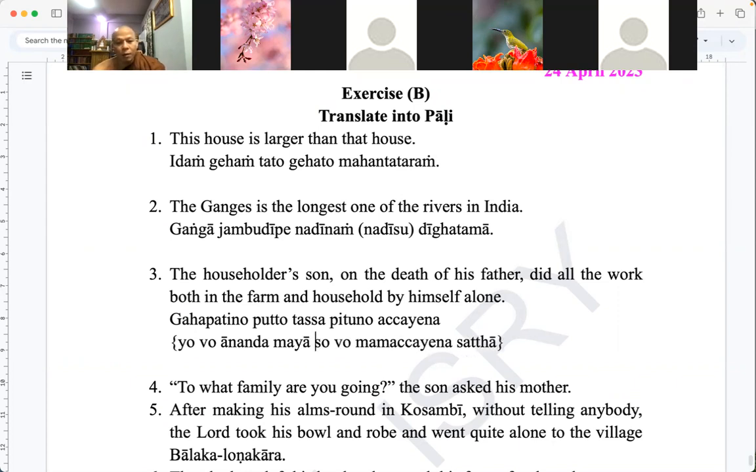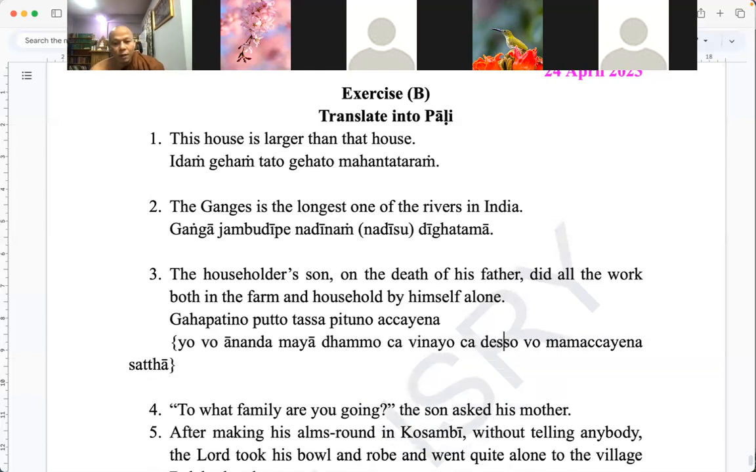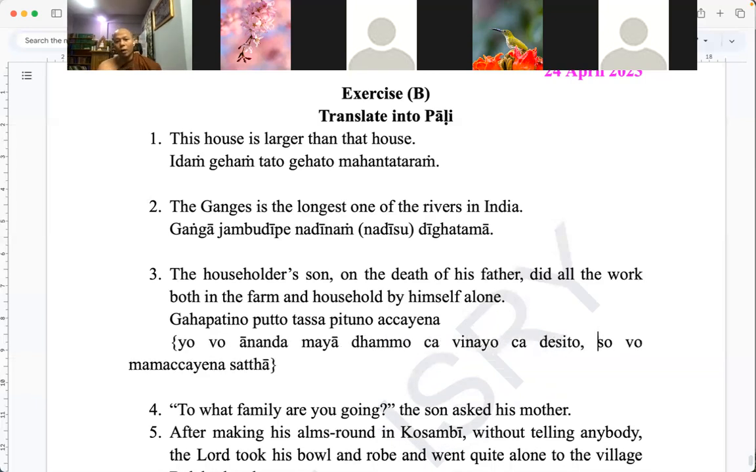Maya. Sorry, I could not remember. So we need Damoja, Winyoja, Desito. So Yowo Ananda Maya. Yeah. So Damoja. So Winayoja. So Desi. Yeah. Desito. So Sowo Mamiji Nasata. This way. So the usage of the Mamiji Mama Ejayena.